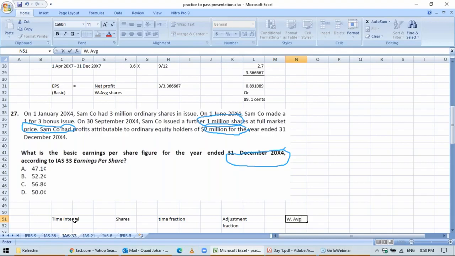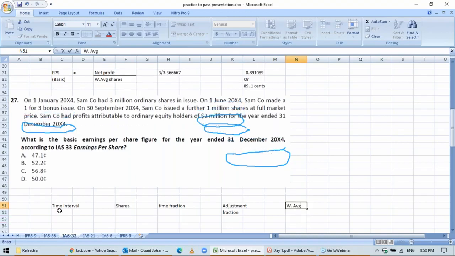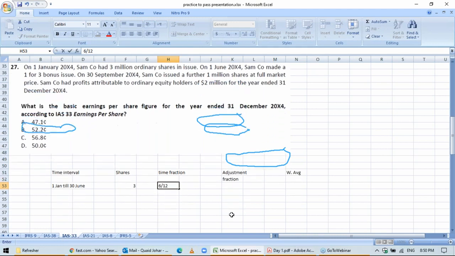Okay, now let's start. The year begins on 1st of January 2004, and the company had 3 million shares. So from 1st of January till 30th of June, the ordinary shares were 3 million, and the time fraction is 6/12. Now we need to have an adjustment fraction over here for bonus issue. So what will be the adjustment fraction for bonus issue?